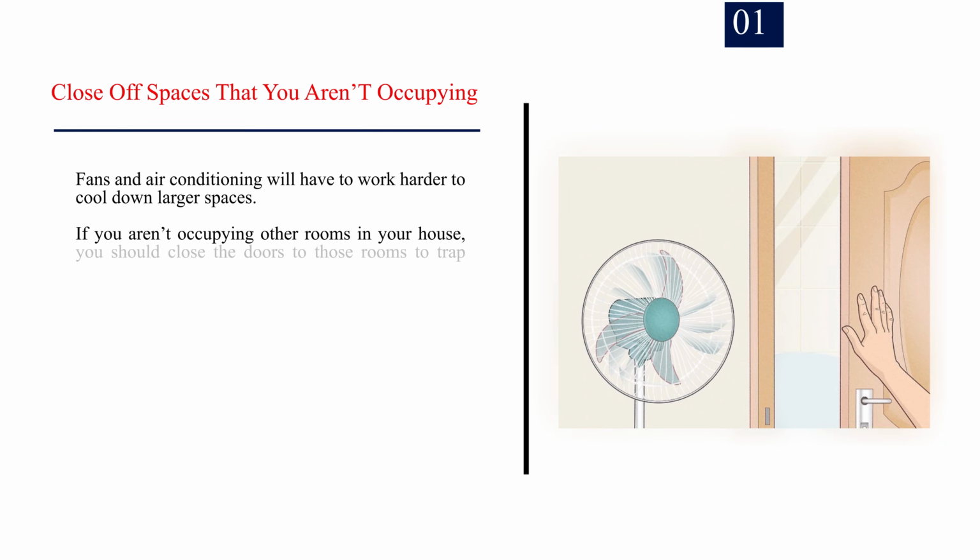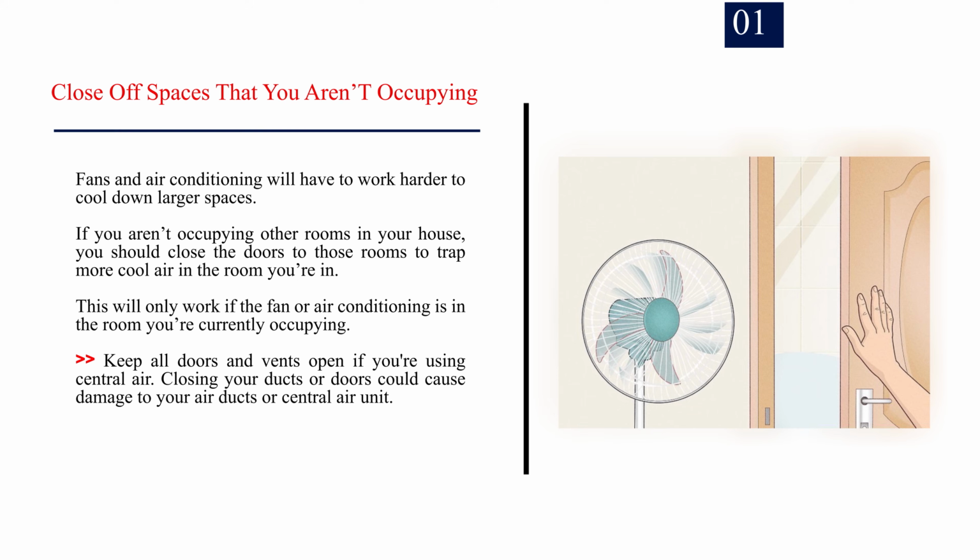Number 1. Close off spaces that you aren't occupying. Fans and air conditioning will have to work harder to cool down larger spaces. If you aren't occupying other rooms in your house, you should close the doors to those rooms to trap more cool air in the room you're in. This will only work if the fan or air conditioning is in the room you're currently occupying. Keep all doors and vents open if you're using central air. Closing your ducts or doors could cause damage to your air ducts or central air unit.